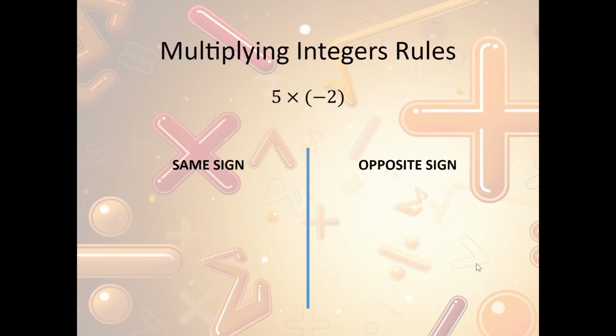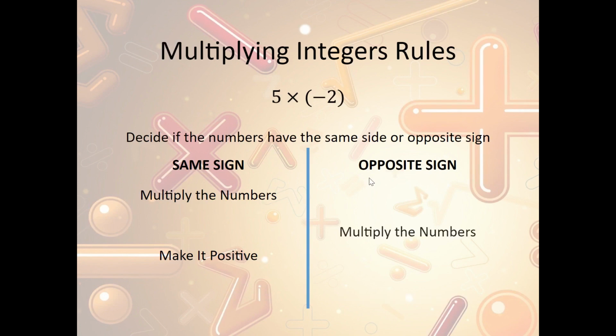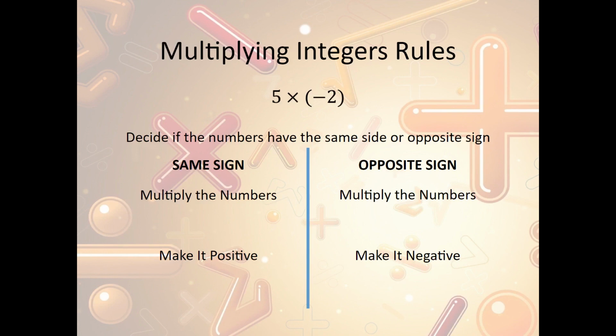Now let's look at multiplying integers. So we have 5 times negative 2. This is an example of multiplying integers. First thing we need to determine is, do they have the same sign or opposite sign? If they have the same sign, we multiply the numbers and make it positive. If it has opposite signs, we multiply the numbers still, and then we make it negative.